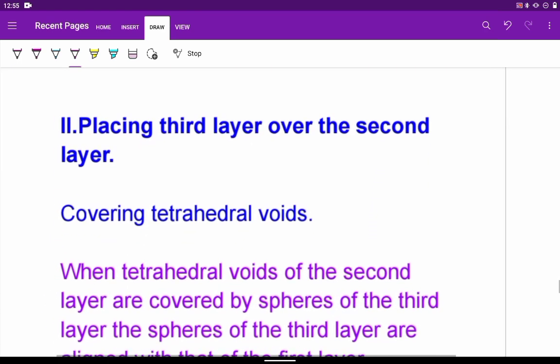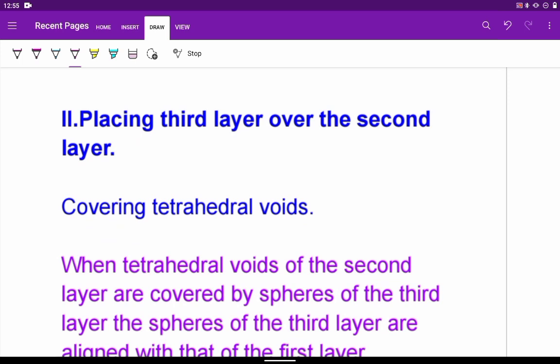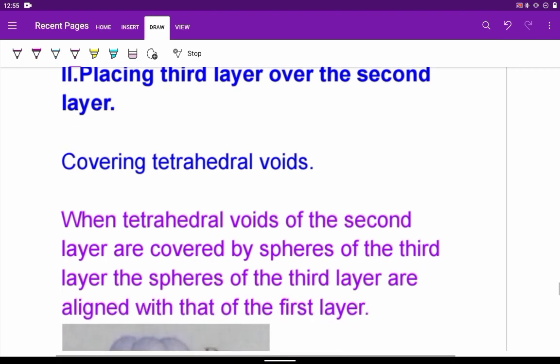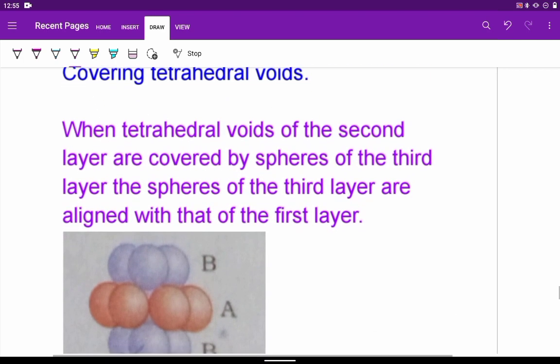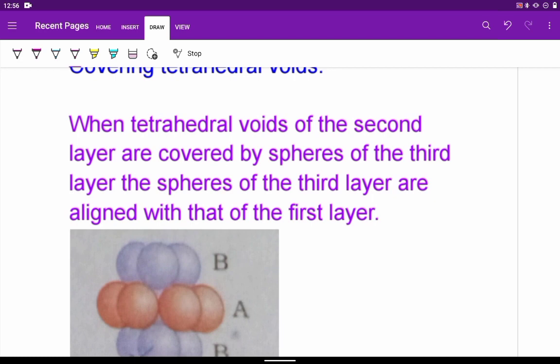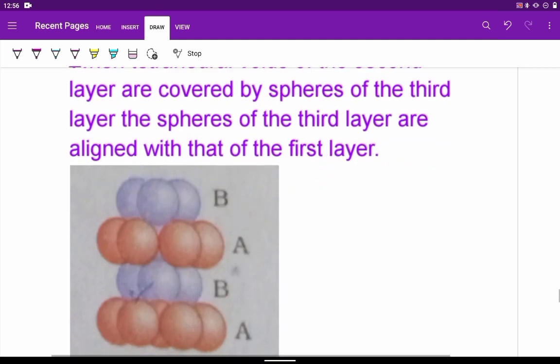Now we have to place the third layer over the second layer. If we cover tetrahedral voids by placing the third layer over the second layer, so there are tetrahedral voids of the second layer. When they are covered by spheres of the third layer, we find that the spheres of the third layer are aligned with that of the first layer. You can see, if this is taken as the first layer, then the alignment of the third layer is that with the first layer. You can see in this figure.